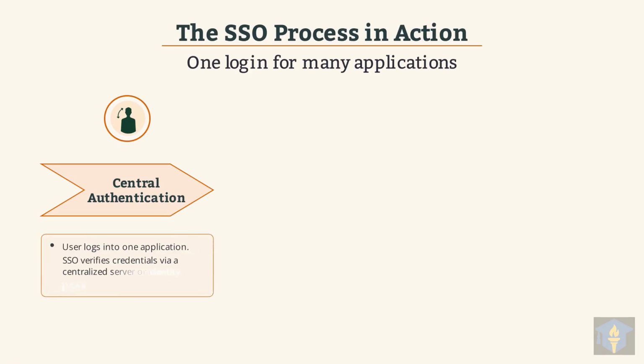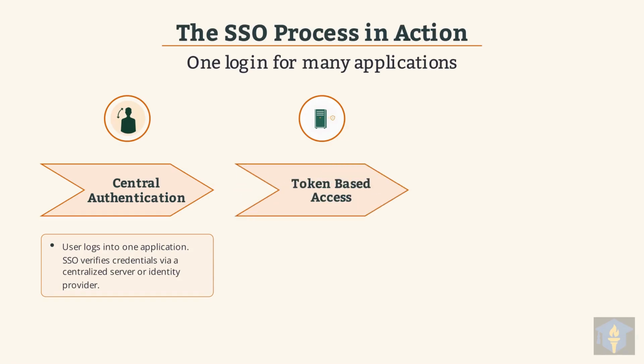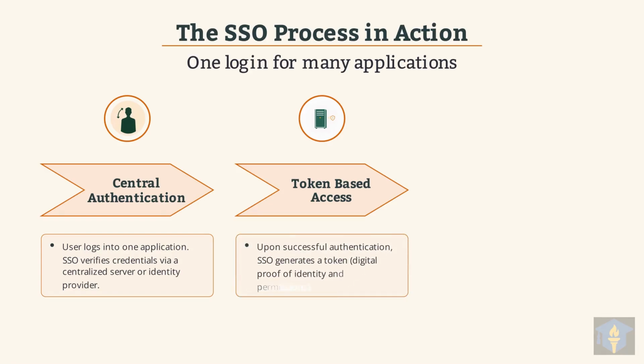When a user logs into one app, SSO verifies their credentials through a central server or identity provider. Next, SSO uses a system called token-based access to manage your identity securely. After successful authentication, SSO creates a digital token, which acts as your proof of identity and permissions.